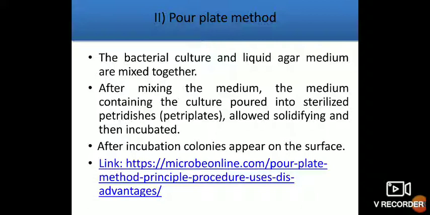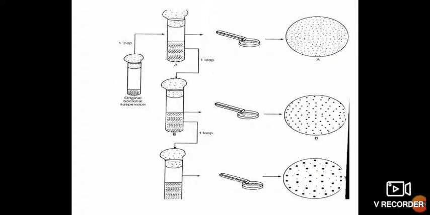Next is the pour plate method. In the pour plate method, the bacterial culture and the liquid agar medium are mixed together. Here we are not spreading or streaking above the agar media. Here we prepare the agar, that is, a liquid agar medium, and mix in the culture. After mixing, the medium containing the culture is poured into a sterile petri dish, allowed to solidify, and incubated. Here you can see the colonies should appear embedded in the medium. This is what the diagram is showing.